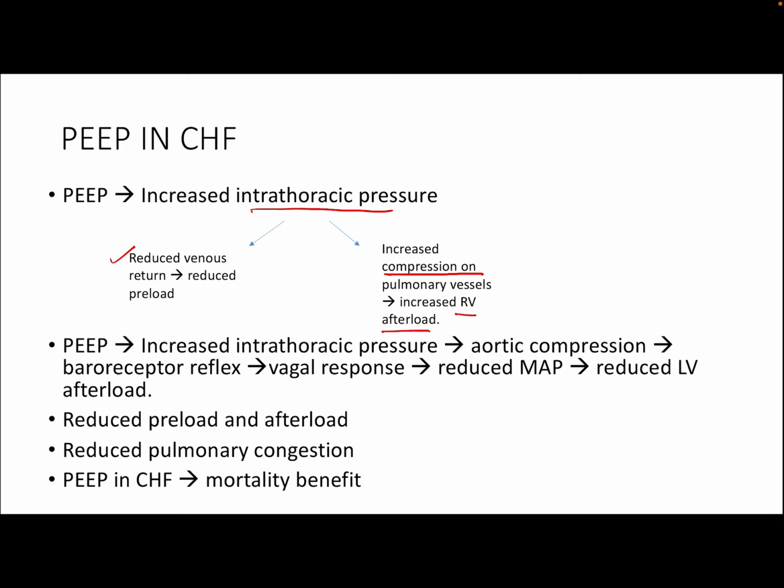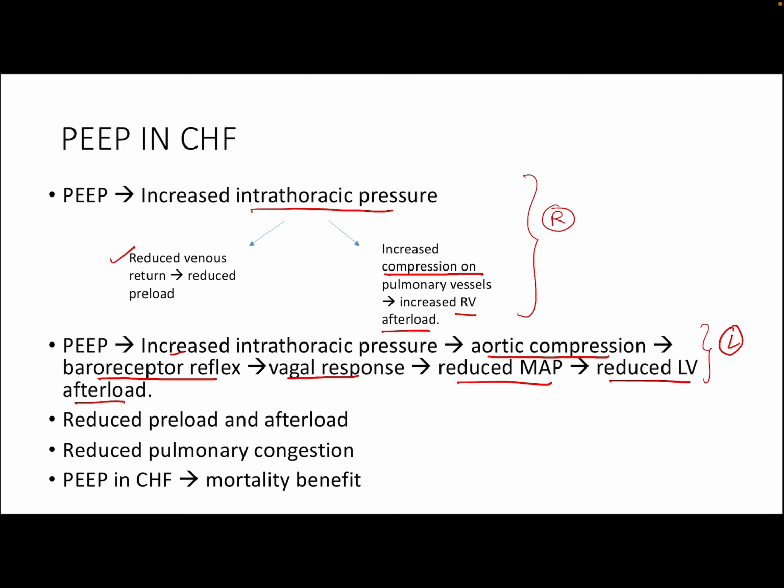So keep this in mind. This is in relation to the right side of the heart. Coming to the left side, when there is increased intrathoracic pressure, there is aortic compression. Because of baroreflex, there is a vagal response and increased parasympathetic output. Increased parasympathetic output reduces mean arterial pressure, that reduces the left ventricular afterload. So this is the effect on the left side of the heart.